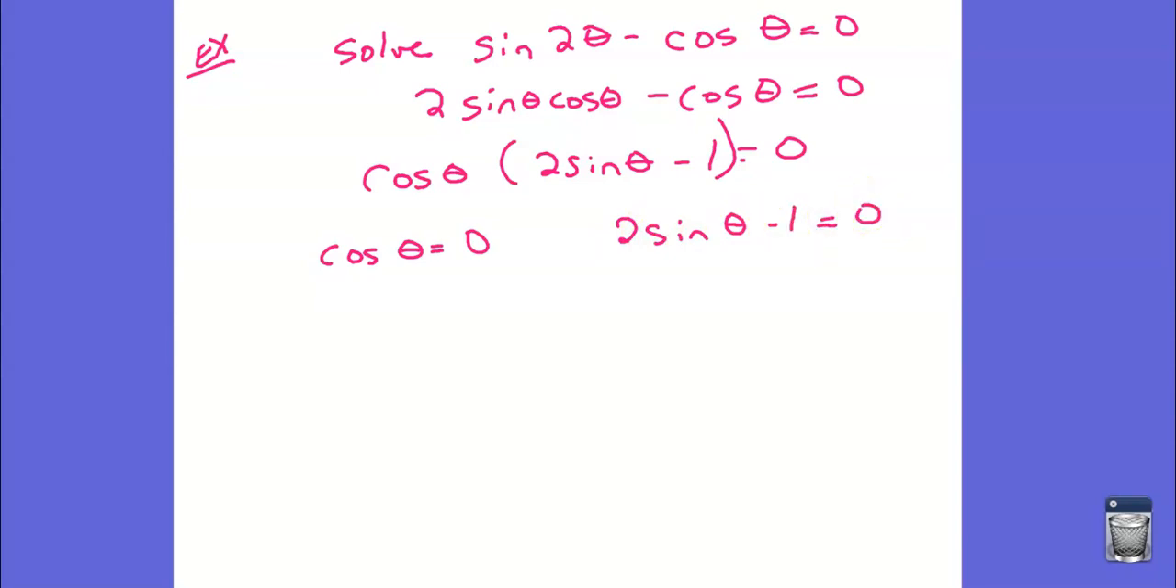And again, you have to ask yourself, where is cosine of theta equal to 0? Well, if you look at the unit circle, that's going to come in very handy. So right here, (0, 1) and (0, -1). We know that this is pi over 2 and 3 pi over 2. And of course, plus 2k pi.